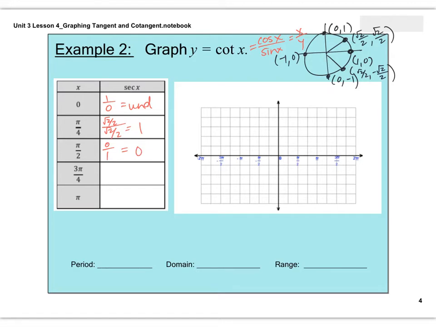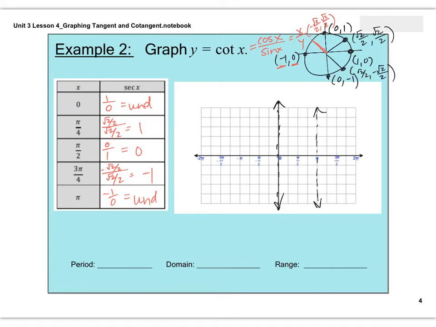At 3 pi over 4, which is over here, think about your coordinate there. It's going to be negative root 2 over 2, comma, positive root 2 over 2. So if we do x over y, it's negative root 2 over 2 over positive root 2 over 2, which is negative 1. And then at pi, which is over here, if we do x over y, we have negative 1 over 0, which is undefined. Remember, those spots where it's undefined are your vertical asymptotes. So at 0, I'm going to draw in a vertical asymptote, and then also at pi.